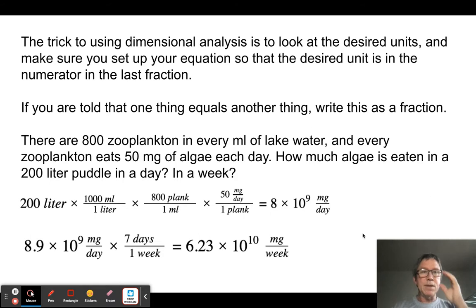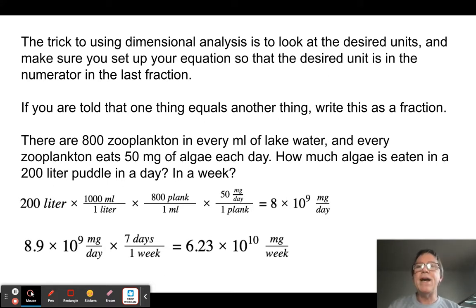Okay, now, so one trick is to look at it and see what units you should end up with. And make sure that at the end of it, that's what you end up with, those kind of units. The other thing you want to do is if you're told that something equals something, you always write that as a fraction. Okay, so let's look at this example. So remember, if I say there's this many of these and this much of that, they're equal to each other. I can write it as a fraction.